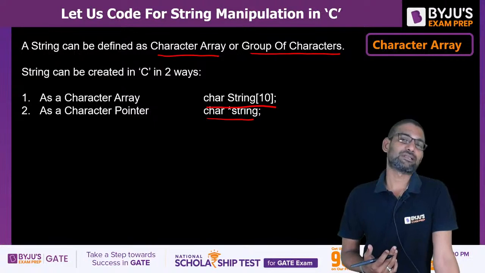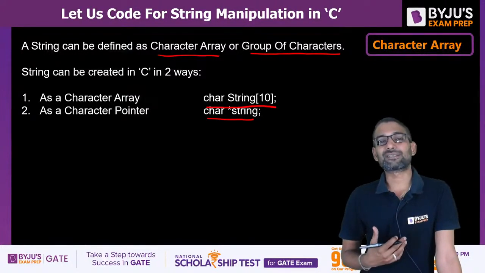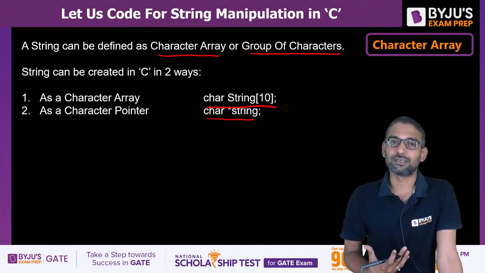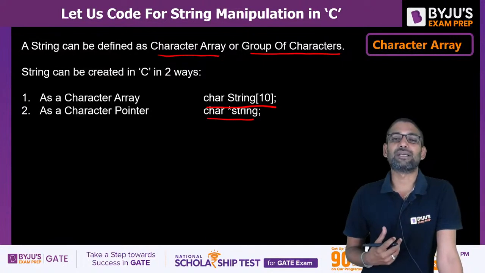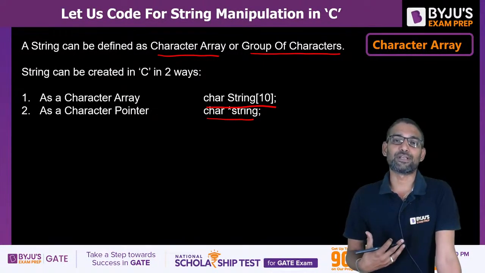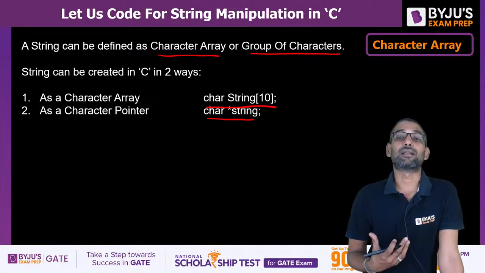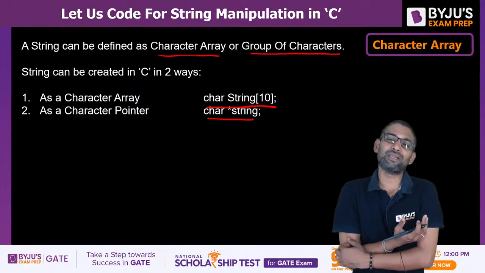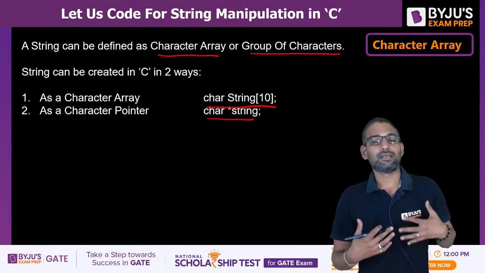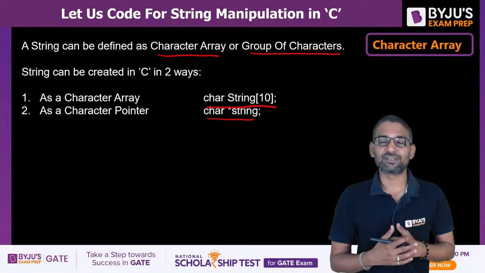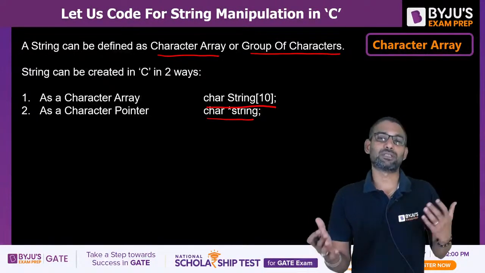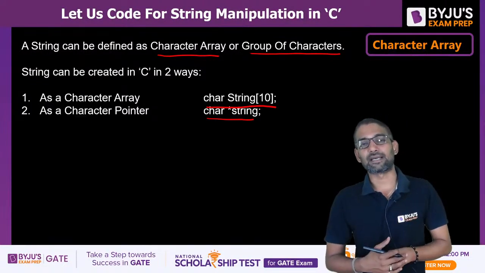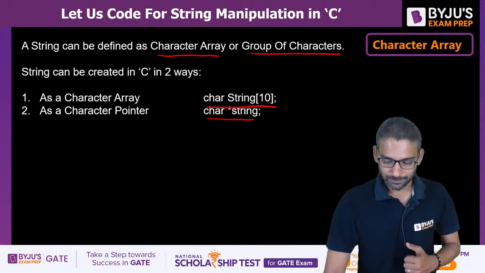The difference is very simple. Arrays will take static memory while pointers take dynamic memory. In the sense, for the arrays, memory will be created at compile time. For pointers, memory will be created at runtime. So, if we are unsure of how many characters will be in the string, then it is better to create it as a character pointer. If we are confident about the number of characters in the array, in the string, then we can create it as a character array. Right?